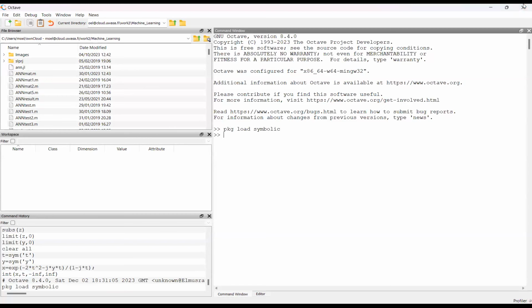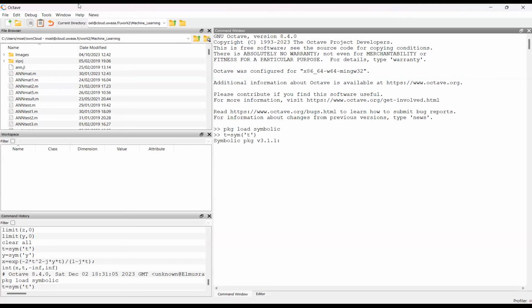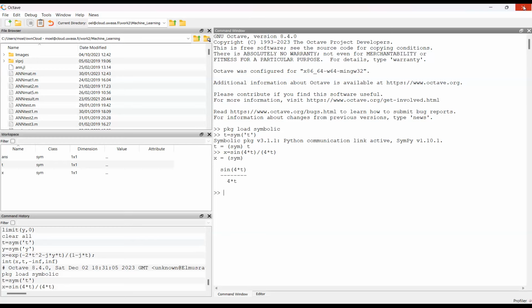Then I need to define t as a symbol. So t equal to sym of t. There are different ways to do it. It takes some time. Okay, now it has defined t as a symbol. So now I need to define my function. My function is x equal to sine 4t divided by 4t. This is the function that I have right now.